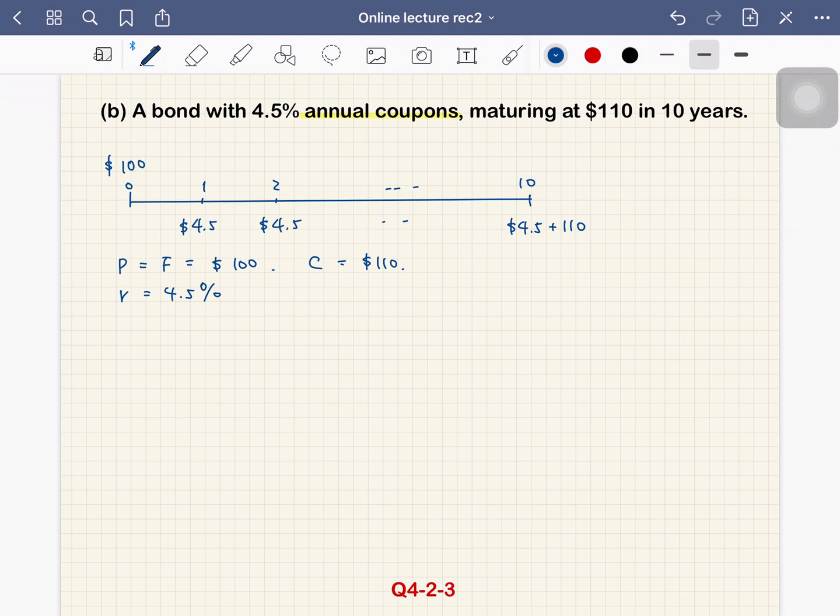And what is G? Remember that CG is equal to FR. So that means 110G is equal to 100 times 4.5%. So G is equal to 100 over 110 times 0.045. So this is 4.09%. So this is G.